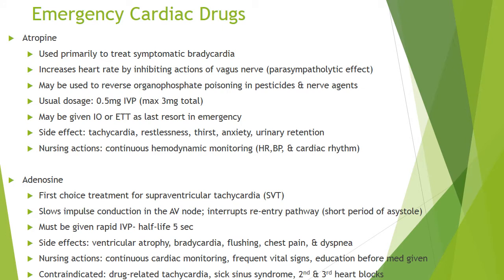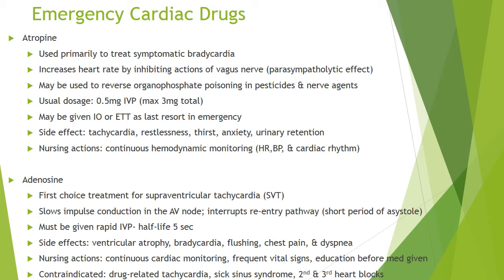Atropine is used primarily to treat symptomatic bradycardia. And when we talk about symptomatic bradycardia, some of the symptoms we may see when we assess our patient is they may have altered mental status, their heart rate will be below 60, their blood pressure may be hypotensive, their skin will be pale and clammy, signs that they've got decreased cardiac output and decreased tissue perfusion.